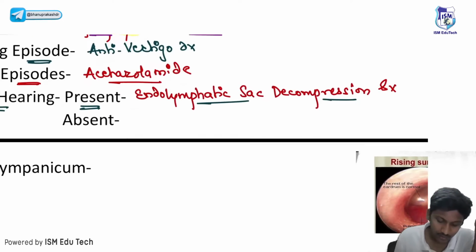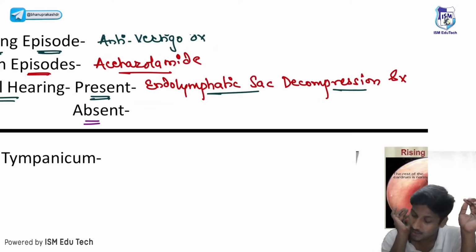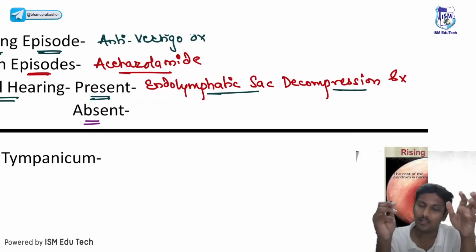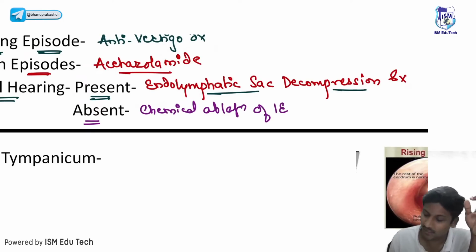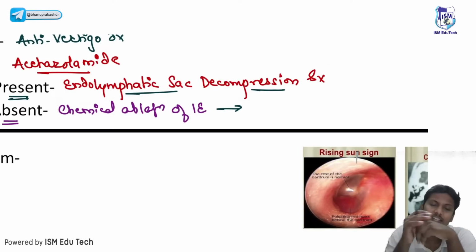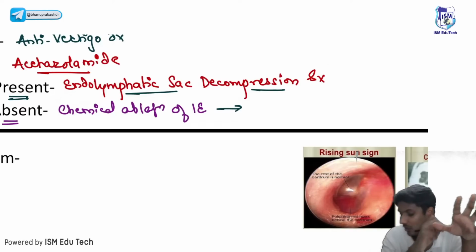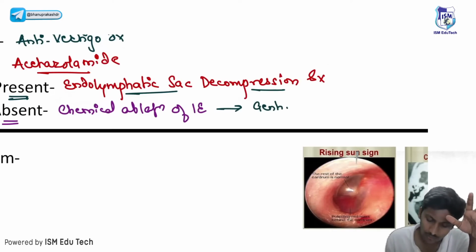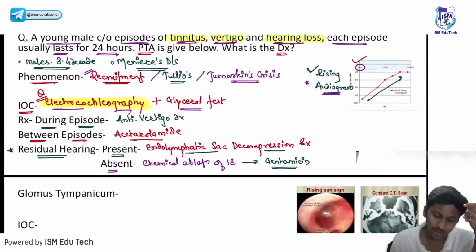But if residual hearing is absent, that means the patient is not able to hear anything with the affected ear, then definitely it's better to kill the affected ear. Killing of the affected ear is called chemical ablation. So we will go for a chemical ablation of the inner ear, that means killing the inner ear by injecting some chemical inside it. And what is that chemical? It is actually a drug that we directly inject into the inner ear, which causes complete damage of the cochlea. That is nothing but gentamicin. So we will give a trans-tympanic injection of gentamicin inside the inner ear, which will completely kill the inner ear. That is also called chemical ablation of the inner ear. Okay? So that is important to be remembered.